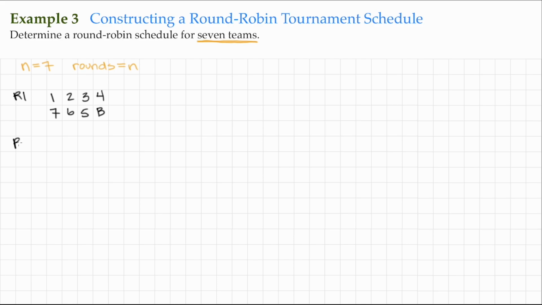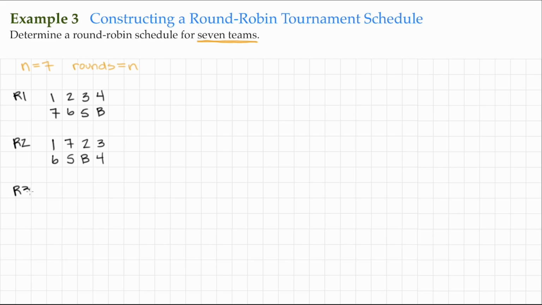So for round 2, same idea. We're going to have an anchor team. We're going to make team 1 the anchor team. There's no reason to complicate anything. Let's just leave it at team 1. And again, all these teams are going to rotate. They're going to pivot around that anchor team. So now we have team 7, 2, 3, 4, then the bye, 5, and 6. So you could see for round 2, team 2 will have off. They'll have the bye.